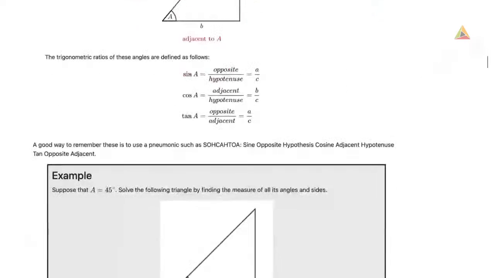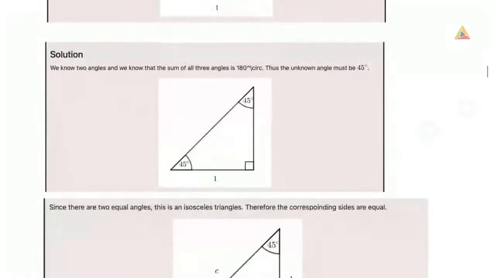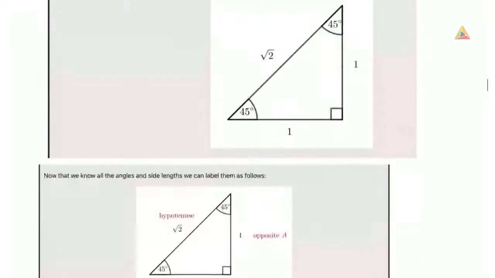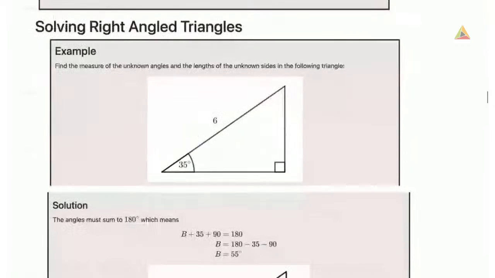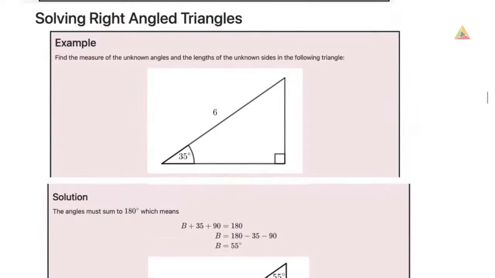So we've gone through that bit already, and this question I went through too, so I'm going to keep going. Okay, so solving right angle triangles. These are the kind of questions you'll get on the paper. Find the measure of the unknown angle and the length of the unknown side in the following triangle.